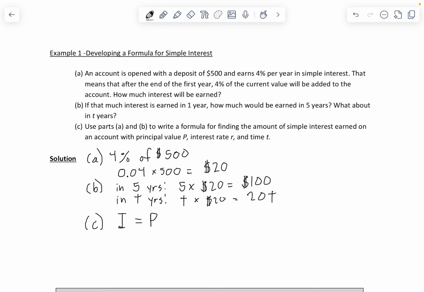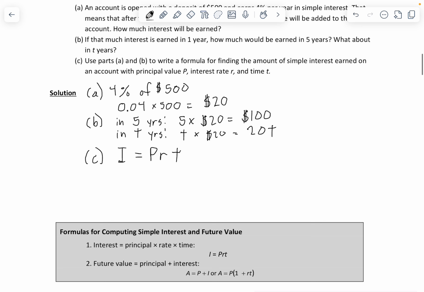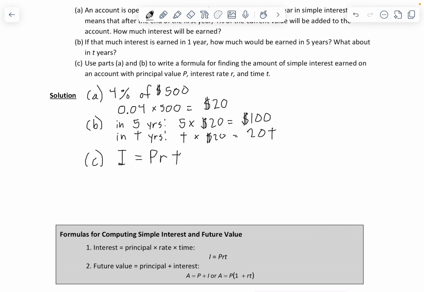We just multiply the principal times the interest rate times the amount of time. Okay? So here's our formula down here. Formulas for computing simple interest and future value. The interest is simply the principal multiplied by the rate multiplied by the time. I equals PRT. We call that the simple interest formula.